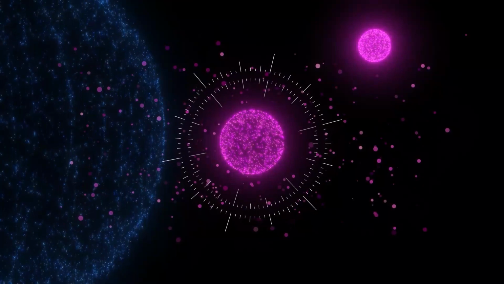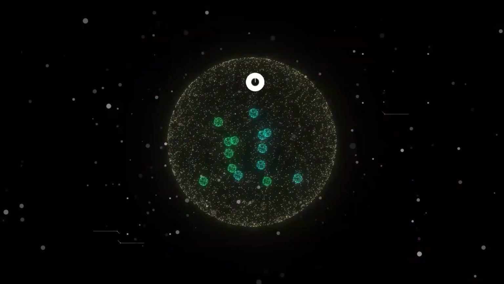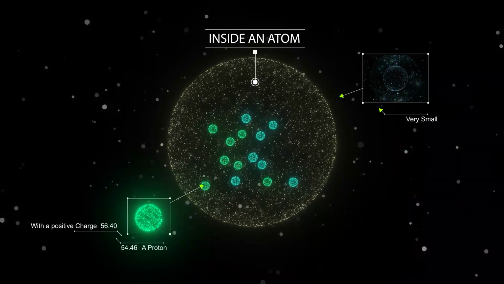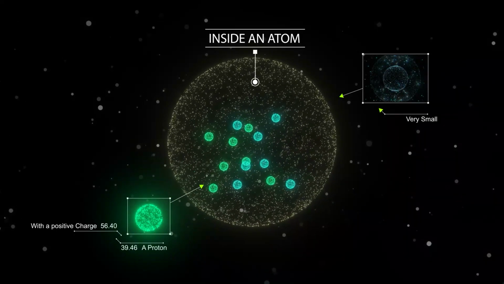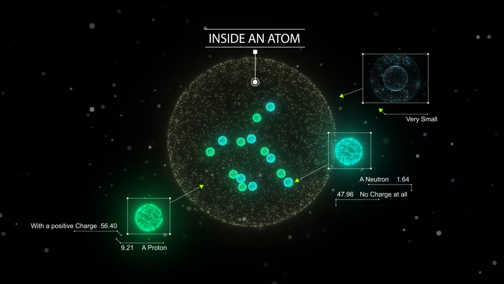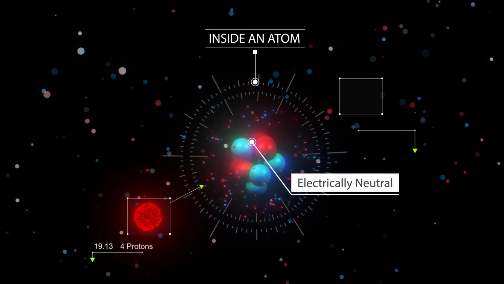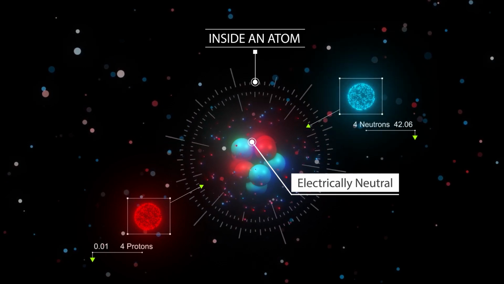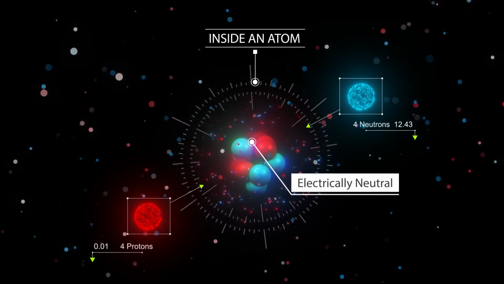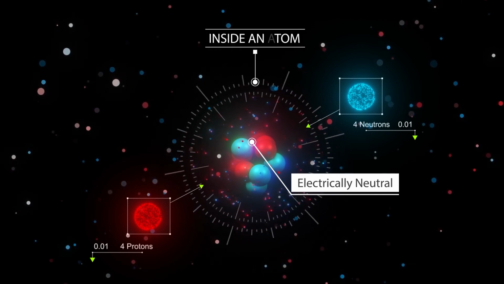The electrons are found outside the nucleus, and they carry a negative charge. The protons are found in the nucleus, and they carry a positive electric charge. The neutrons are found in the nucleus, and have no electric charge. If the protons and electrons in an atom are equal, then the atom is electrically neutral. But if not, that leads to atoms such as ions, which might have an overall negative or positive charge respectively.